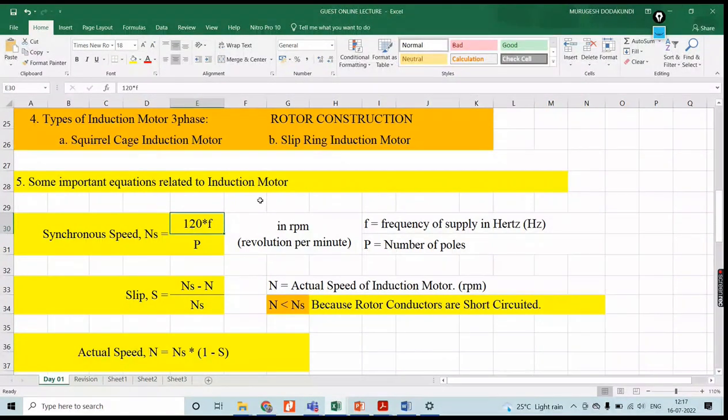Okay, is my screen is visible now? Excel sheet. Yes, sir. Okay.